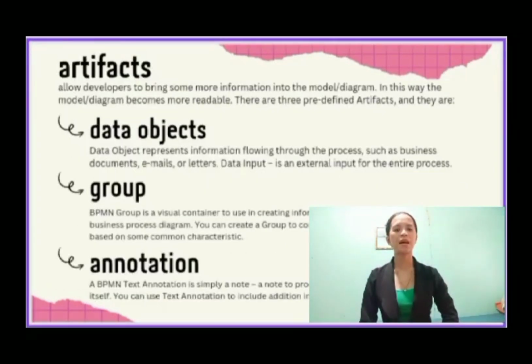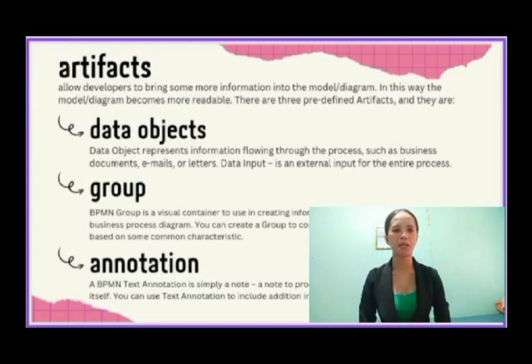Then lastly, we have the artifacts. When we say artifacts, these allow the developers to bring some more information into the model or the diagram. There are three predefined artifacts. First is the data objects. When we say data objects, this represents information flowing through the process such as business documents, emails, or letters. Then we have the data input. It is an external input to the entire process.